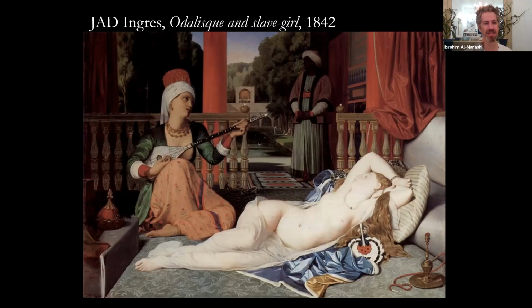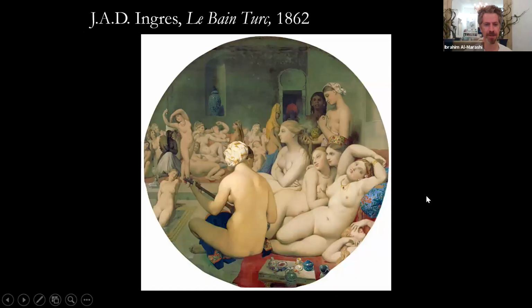In other words, the assumption is that Ingres got special access to these places. The purchaser doesn't question, did he really get access to this place? The models, for the most part, are absolutely going to be French models, okay? But nonetheless, when you buy a painting like this, there's a suspension of disbelief that you're actually allowed access into the private quarters of a sultan, okay?